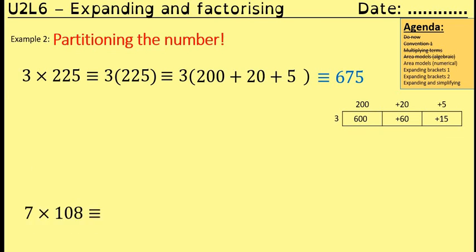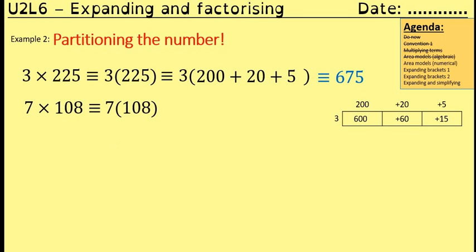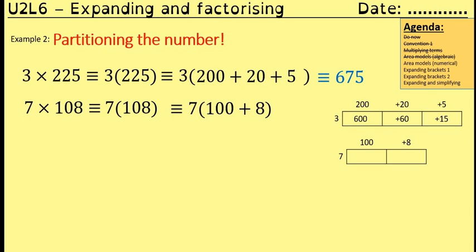One more example. If I wanted to do 7 multiplied by 108, that can be shown with brackets, so 7 bracket 108. And I'm going to partition 108 up into 100 plus 8. So the area model for this problem will have 2 rectangles in it, because I have 2 terms inside this bracket, 100 and positive 8. So this is what the area model would look like. And completing the area model looks like this, 700 and positive 56, and those would add together to 756.